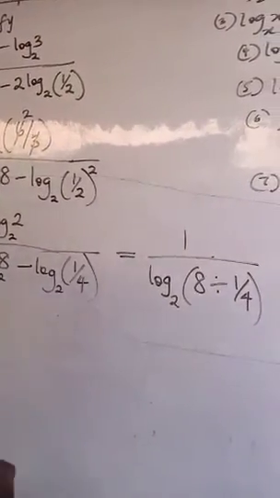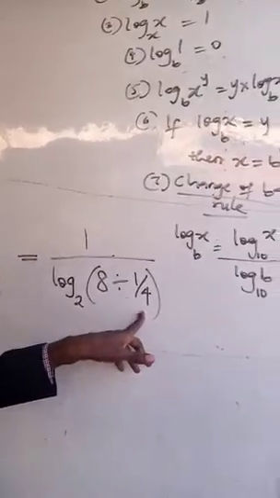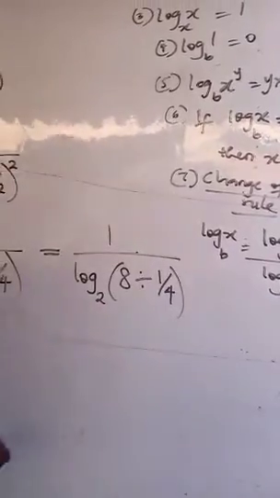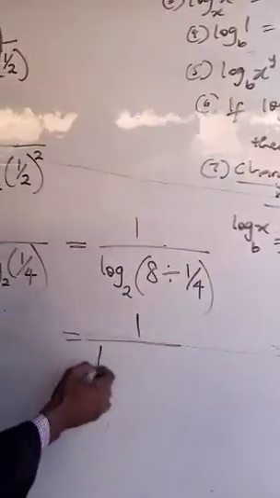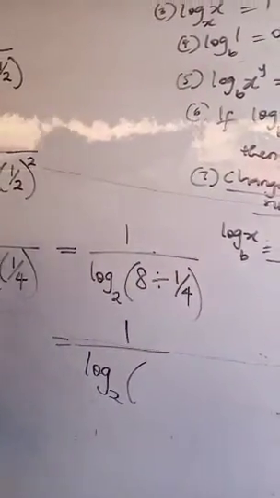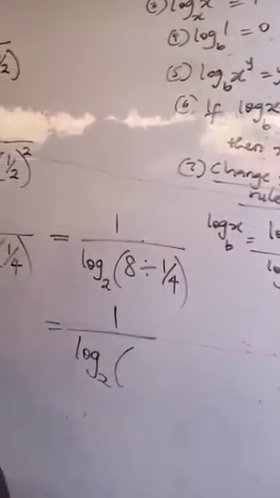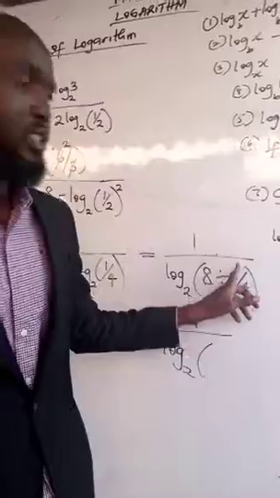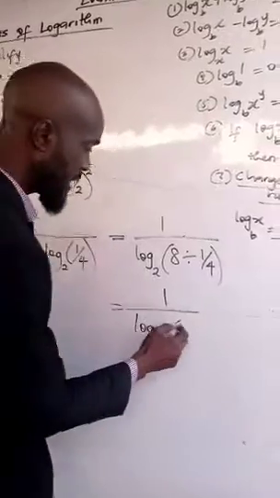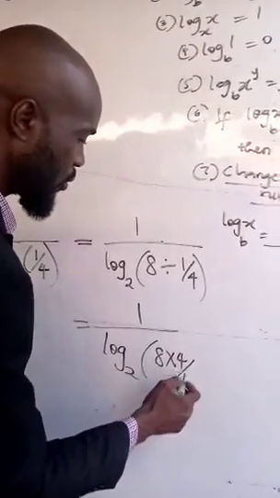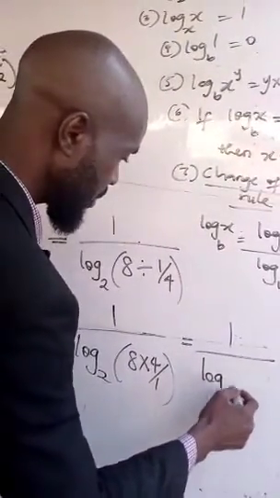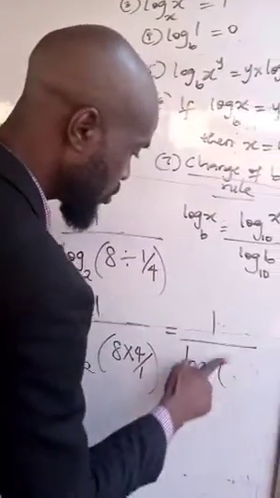Now you see that the numerator here is a fraction. That's why I'm putting the division here. So 8 divided by 1 over 4. Anytime you are dividing a fraction like this, there's a general rule in maths: division changes to multiplication, and the denominator goes up, the numerator comes down. So there will be a reversal. So this is 8 times 4 over 1. So this becomes 1 over log 8 times 4, that's 32.